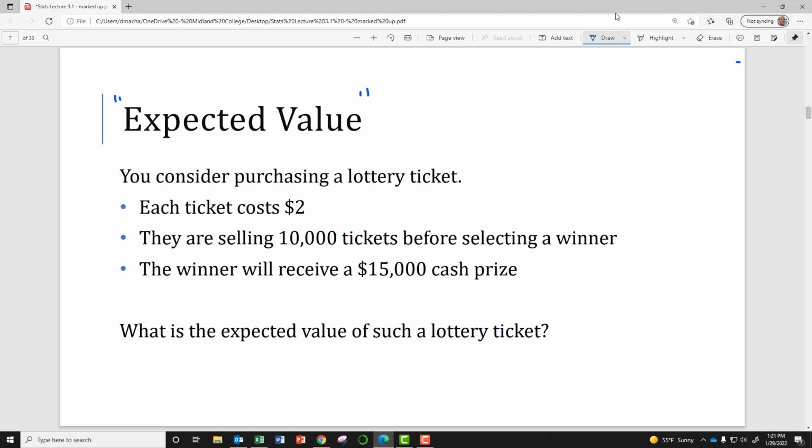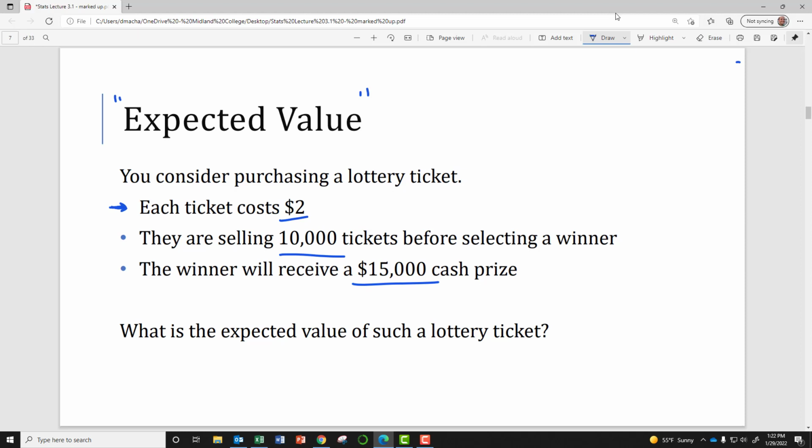Imagine you're at the gas station and you're considering purchasing a lottery ticket. Now each lottery ticket you can buy is going to cost you $2 per lottery ticket. And let's suppose that you knew they were going to sell 10,000 tickets prior to selecting a winner. And the one winner, in this case, is going to receive a $15,000 cash prize. So here's the relevant information. What is the expected value of such a lottery ticket?